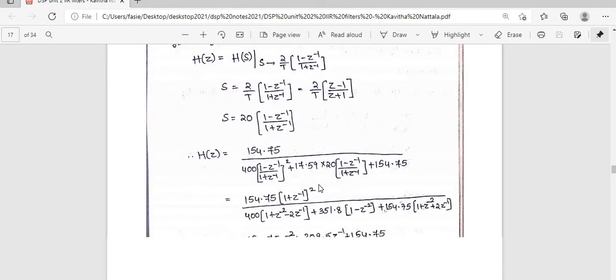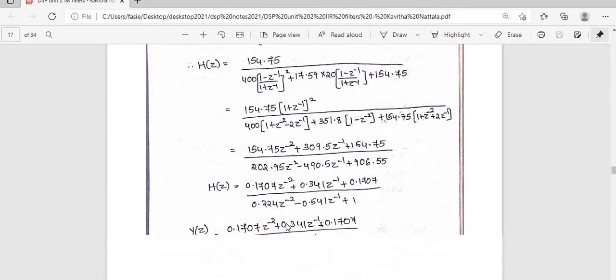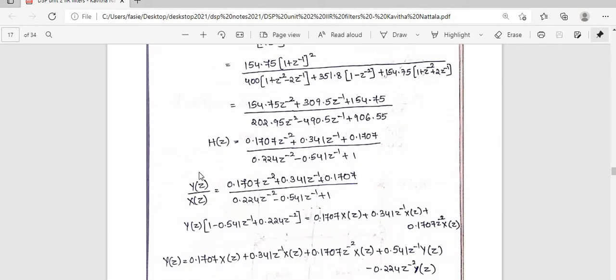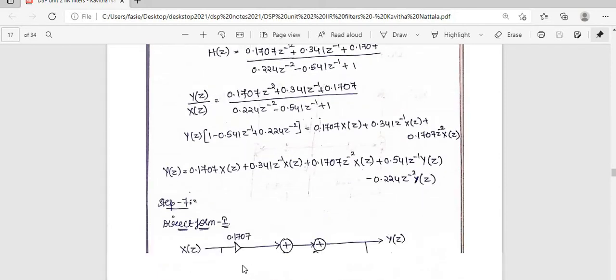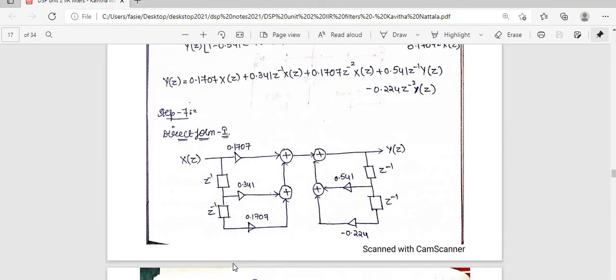The same factor wherever s is there, I have replaced, and I got this as my transfer function. After that, what is the H of z value we had? Output by input. Output is y, input is x. Output by input, we wrote it and we simplified it further. We can write its block.